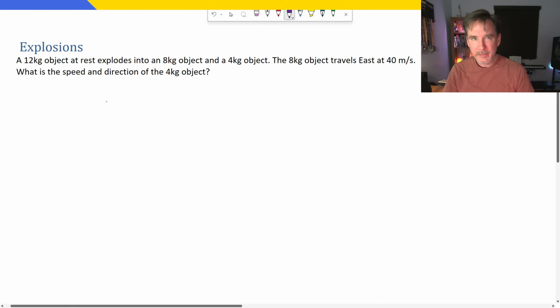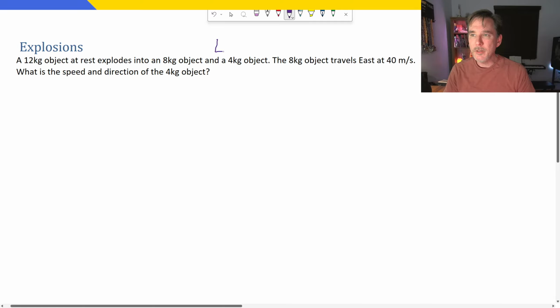And remember, the whole idea behind conservation of momentum is that the momentum at the beginning is equal to the momentum at the end. The momentum never changes, it's conserved. So if we have a 12 kilogram object at rest and it explodes into an 8 kilogram object and a 4 kilogram object, the momentum before it explodes is going to be equal to the total momentum after the explosion when you take all the parts together. It says the 8 kilogram object travels east at 40 meters per second. What is the speed and direction of the 4 kilogram object?